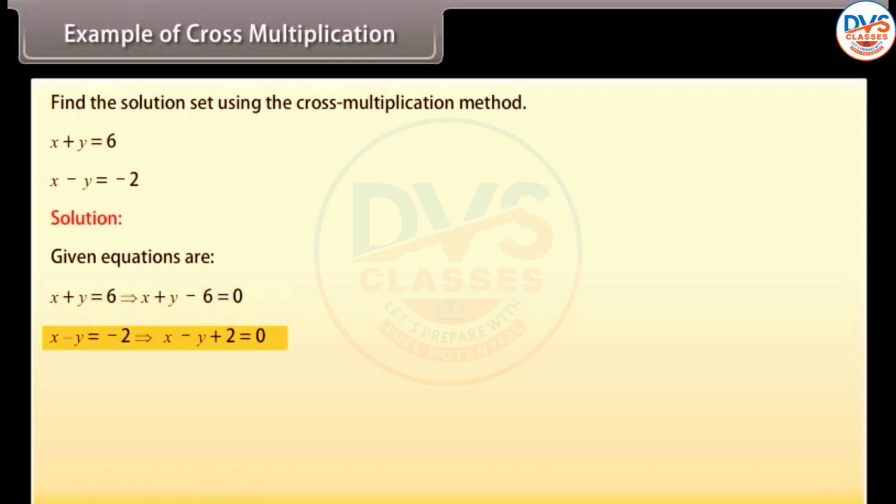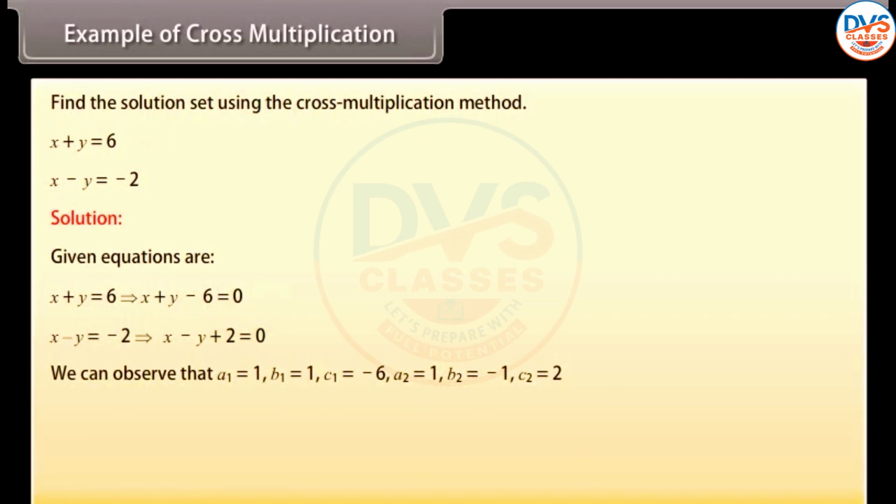x minus y is equal to minus 2, so x minus y plus 2 is equal to 0. We can observe that a1 is equal to 1, b1 is equal to 1, c1 is equal to minus 6, a2 is equal to 1, b2 is equal to minus 1, c2 is equal to 2.